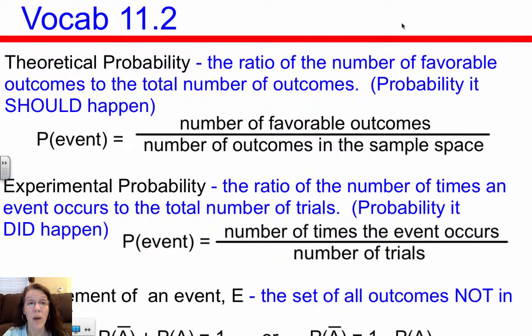We need to talk about theoretical versus experimental probability. Theoretical probability is the ratio of the number of favorable outcomes to the total number of outcomes. It's the probability that it should happen. Please make sure you put this in your notes along with this equation. That P of the event means the probability of the event. And again, it's the number of favorable outcomes divided by the number of total outcomes in the sample space.